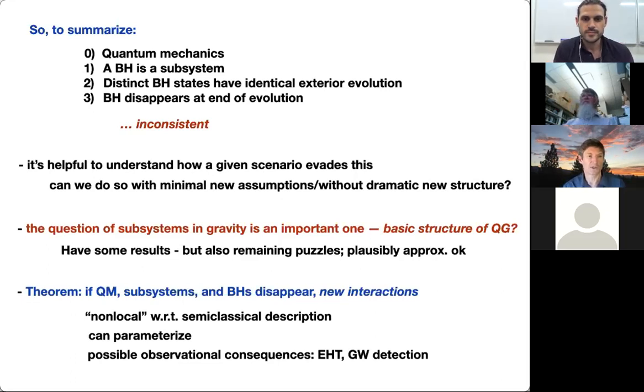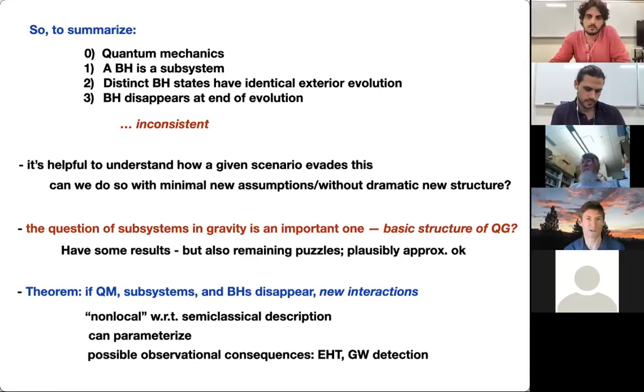This general question of subsystems and gravity is a very important one. It seems like a basic structural question in quantum gravity. We have some results, but also some remaining puzzles.